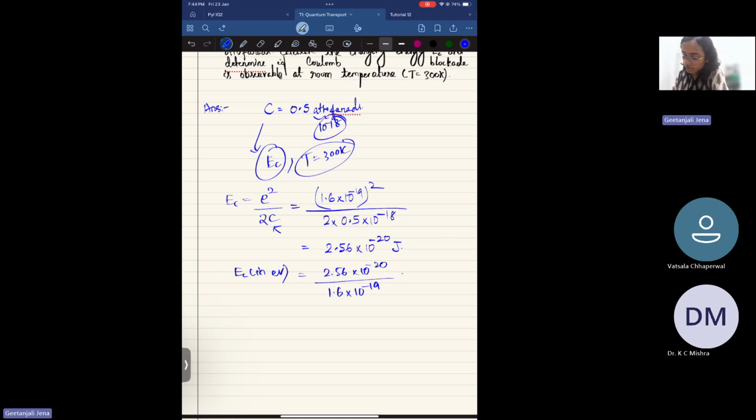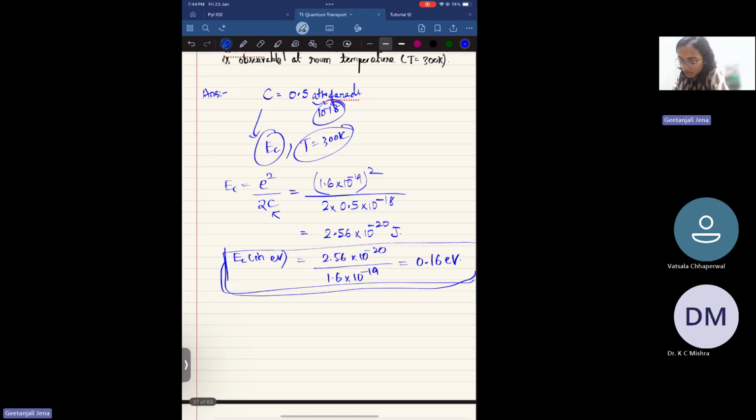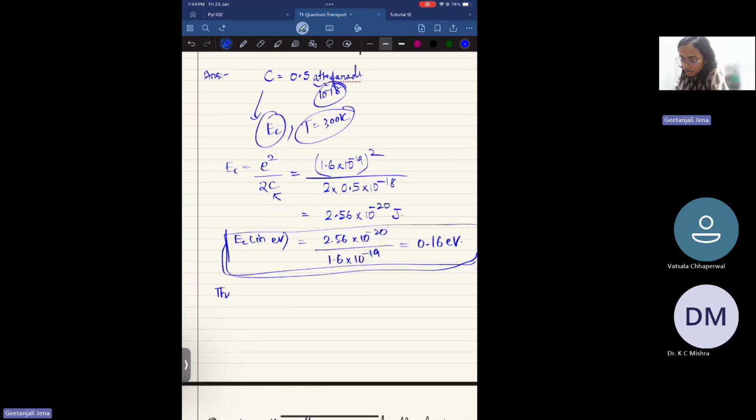This will be 0.16 electron volt. This is the charging energy. Now we need to check whether the Coulomb blockade effect will be there or not at temperature T equal to 300 K. For that, we need to find out the thermal energy first and compare it to the charging energy.